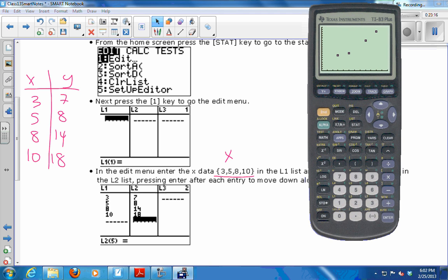Right. Anybody not have a picture that looks like this? Stat. Stat right there. And then choose edit.